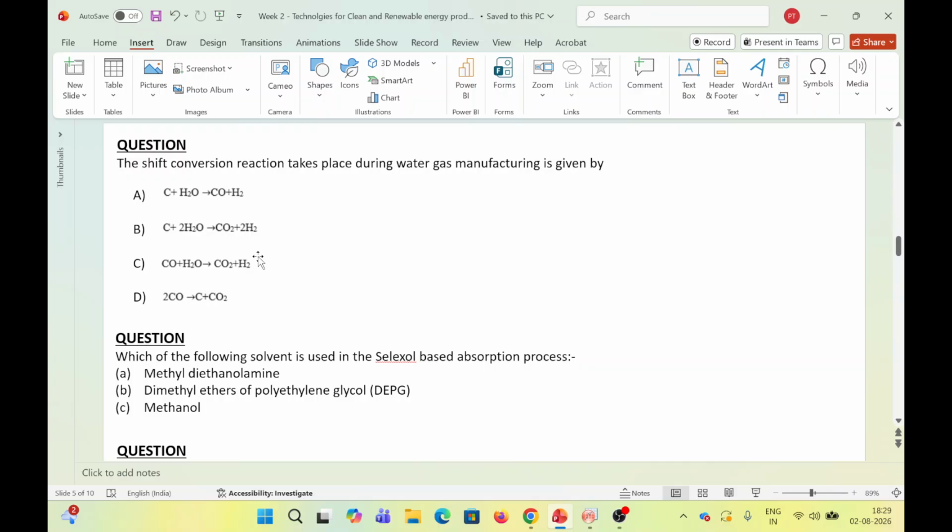So, the shift conversion reaction that takes place during water gas manufacturing is given by the following equation. You are supposed to tell me which equation correctly represents the water gas shift reaction.